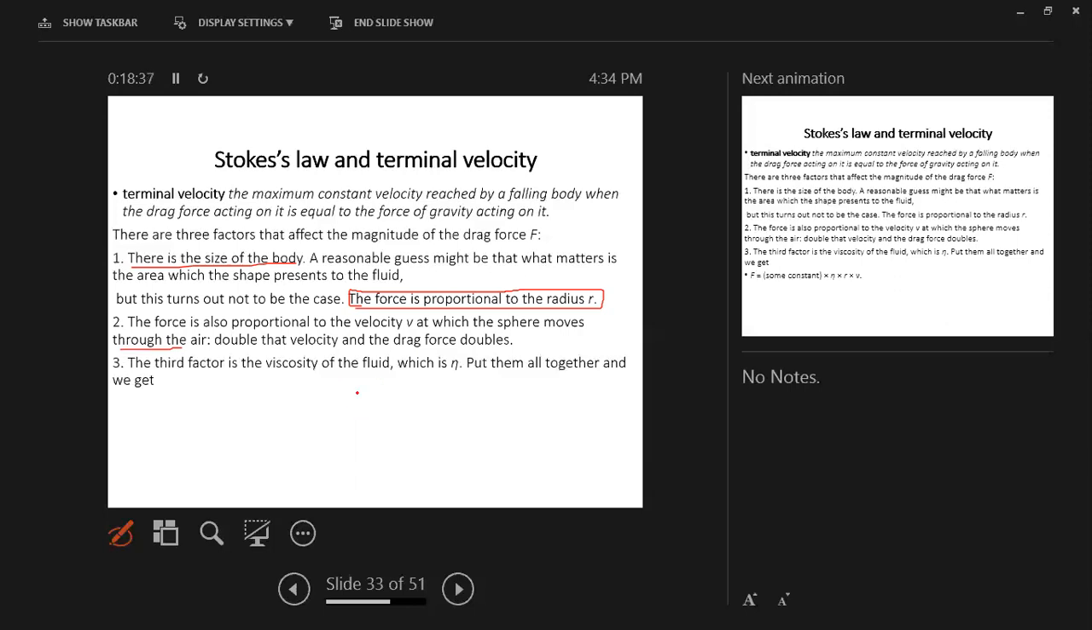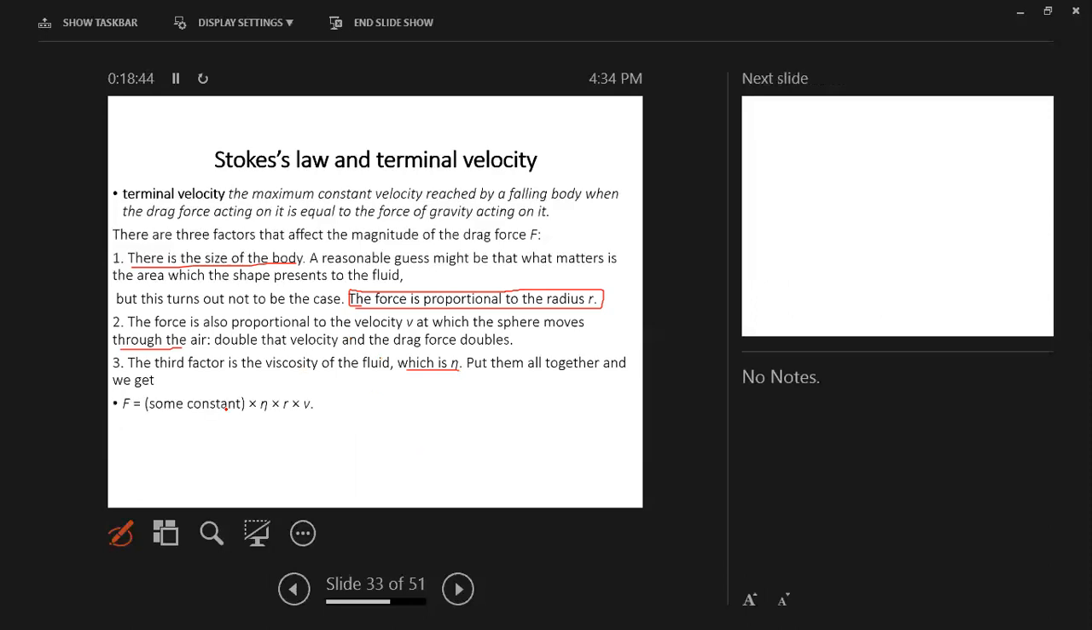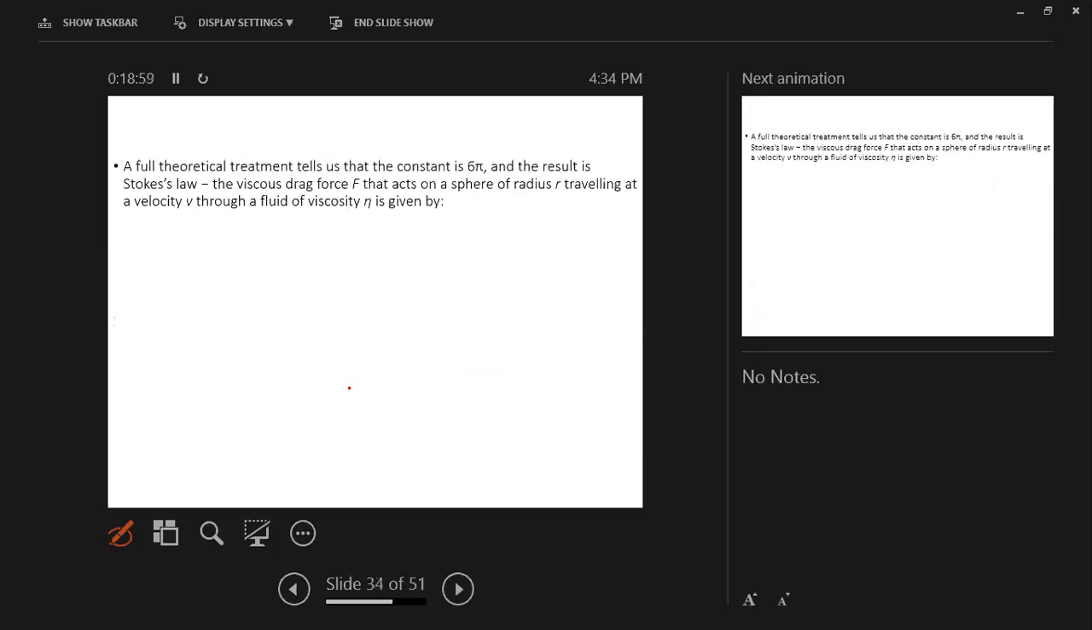The third factor is the viscosity of the fluid, which is eta. Putting them all together, we get the following formula. There is a constant, which is 6 pi, which I'm going to give you in the next slide, times eta, the viscosity constant, times r, the radius, and times the velocity. To find the drag force, we are going to use this formula: 6 pi times eta times radius times velocity. This is going to give us the drag force.